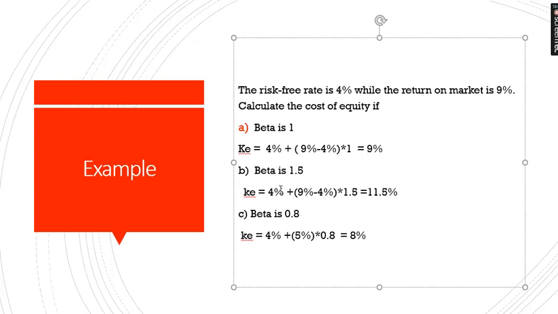With the same formula, we just change the beta to 1.5. So 5 times 1.5 gives you 7.5, plus 4 is 11.5. So it is true that if beta is greater than 1, your business is more risky than the market, so it's getting a higher return than what is expected on the market. If beta is 0.8, it's lower than 1, it means the business is less risky than the market. 5 times 0.8 is 4, 4 plus 4 is 8. Now you can see we are getting a cost of equity which is lower than the market.